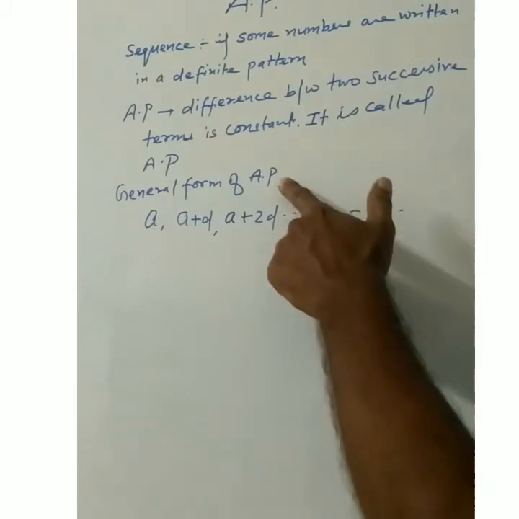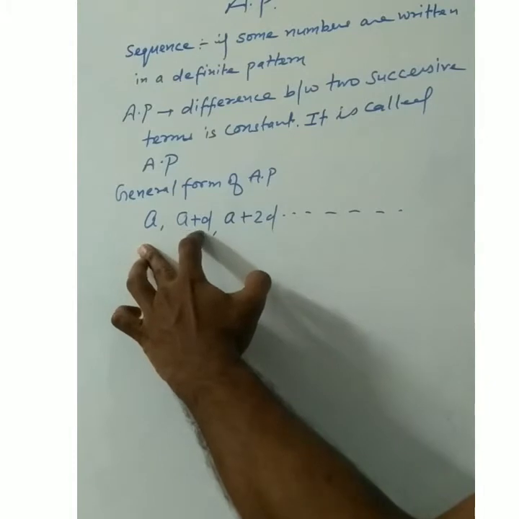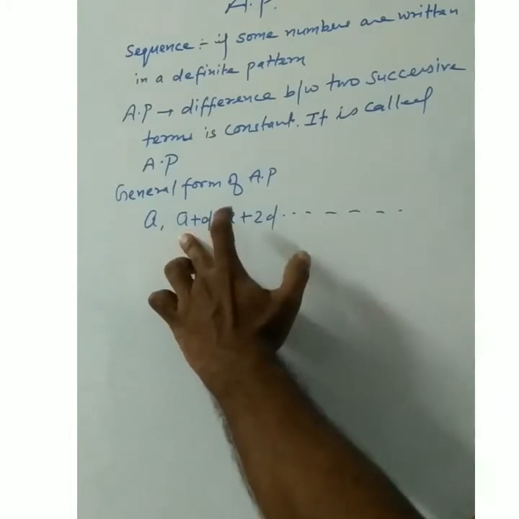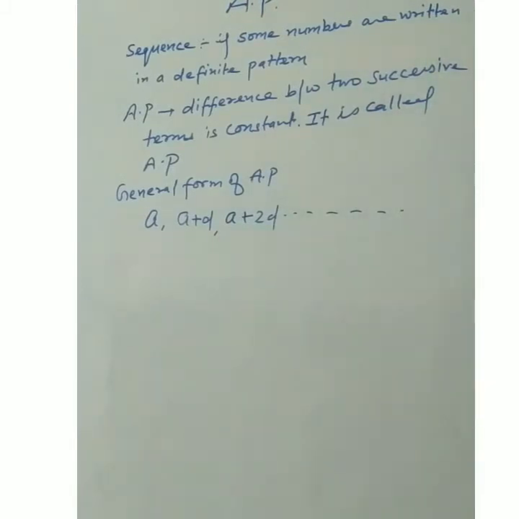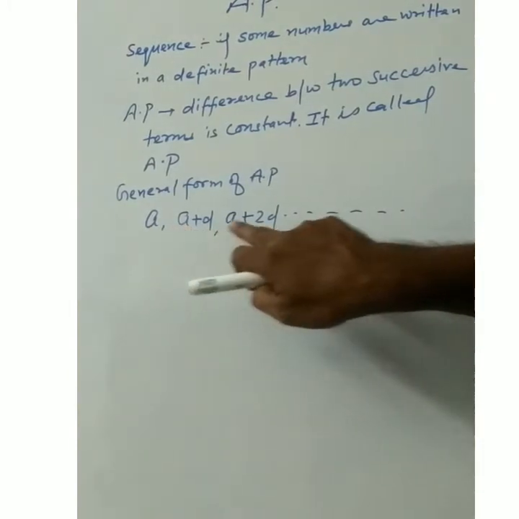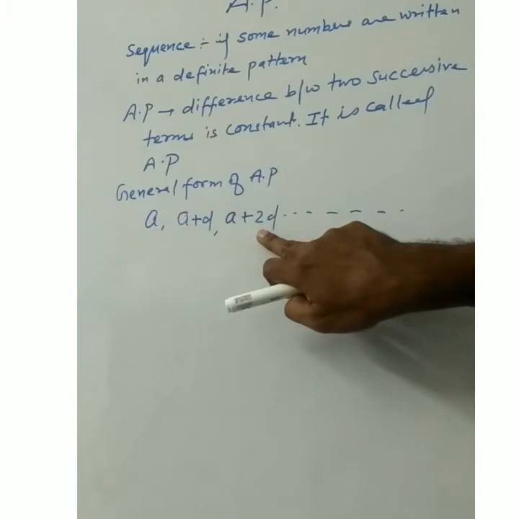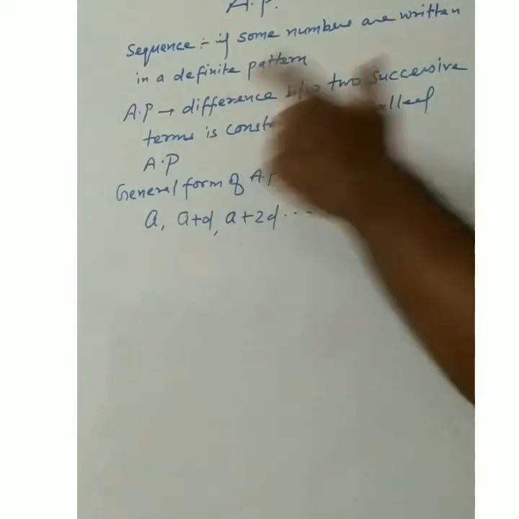Here we write the general form of AP. This is the first term. It is increased by a number D. Then again it is increased by a number D. Then again it will be increased by the number D. Each time it increases by the number D. It is known as the AP. Here if we try to find the difference of these two, we get D. The difference of these two, again we get D. So this difference remains the same, hence it is an AP.